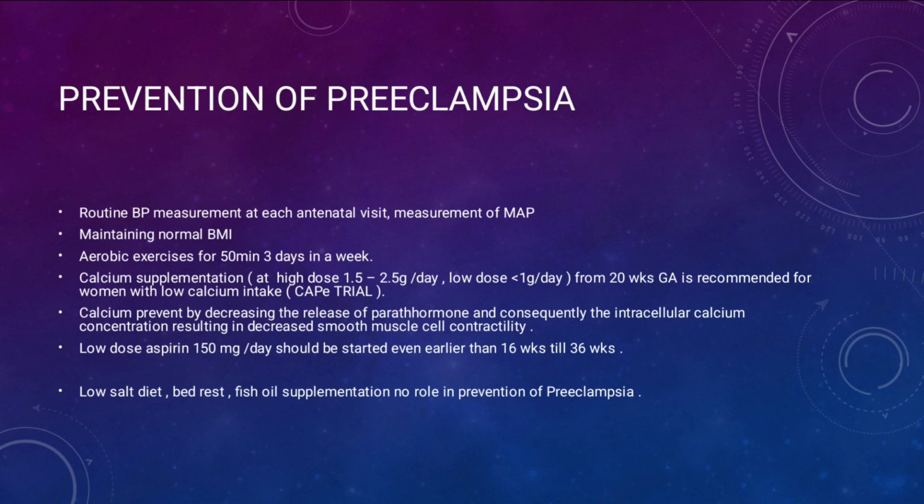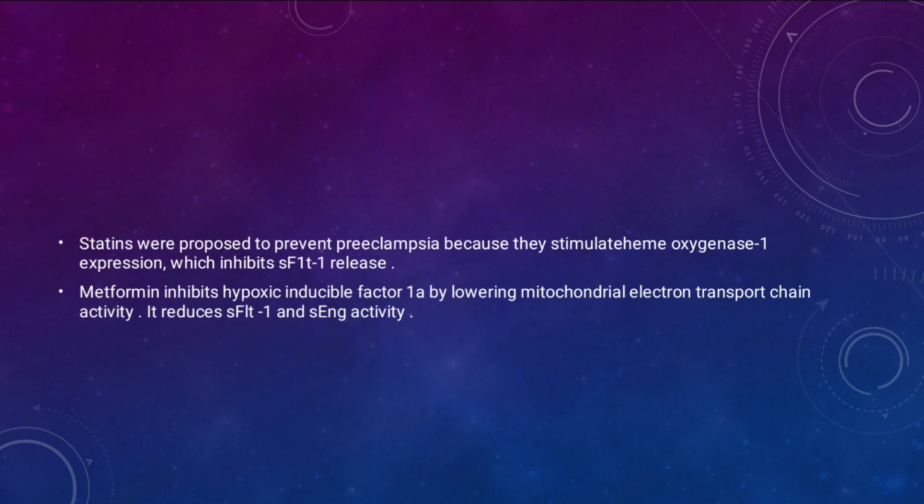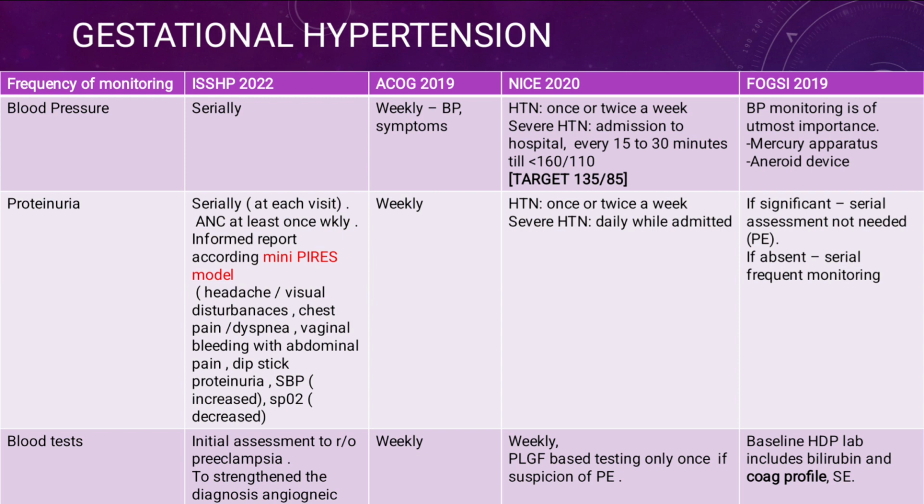Low dose aspirin should be started earlier than 16 weeks. Low salt diet and fish oil have no role in prevention. Metformin refers to preventing preeclampsia because the estimated oxygen is one expression with stability release. Metformin also inhibits hypoxia inducible factor 1 by lowering mitochondrial electron transfer chain activity. It reduces sFLT1 and soluble endoglin activity. These are the proposed mechanisms.